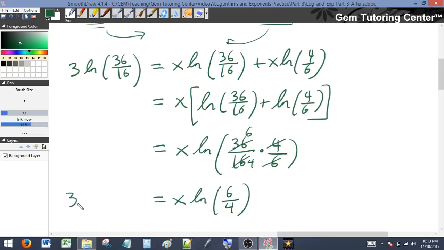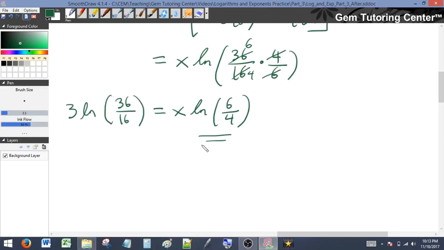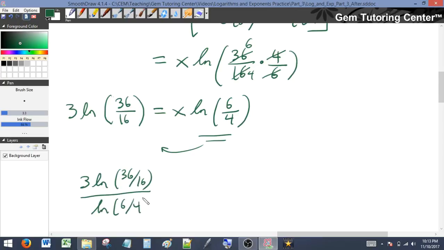And the left side has been the same the whole time, that's why I wasn't writing it, but I'll write it here. Now we're going to move this term to the left. So we're going to get 3 ln 36 over 16 divided by ln 6 over 4, and that's equal to x. Now I'm going to punch this in on my calculator real quick to come up with the answer. So 3 ln of 36 divided by 16 divided by ln of 6 divided by 4, and we get x equals 6.